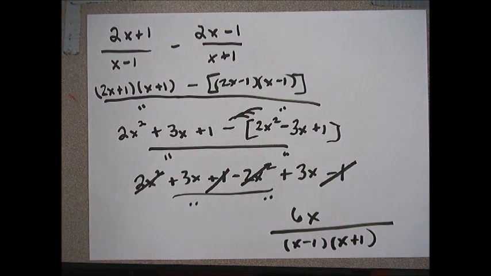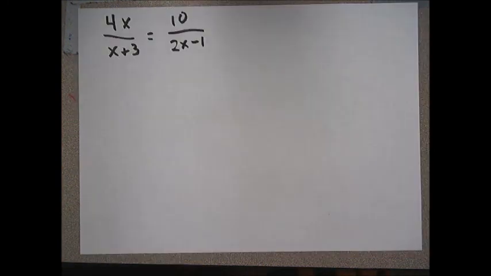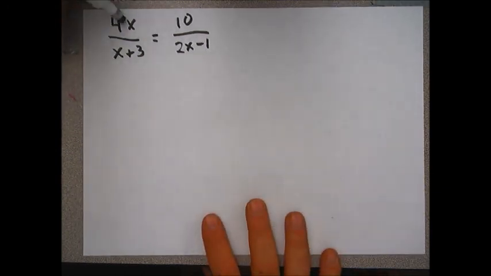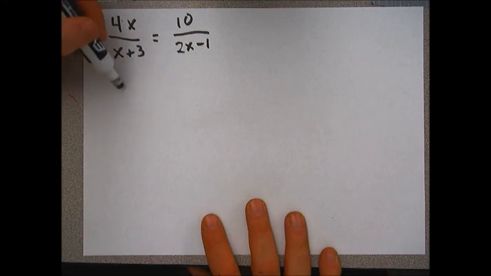Good? Okay, our strategy to solve this is to cross multiply and then solve. So when you cross multiply, it's going to be 4x times 2x minus 1, so we'll write that out.